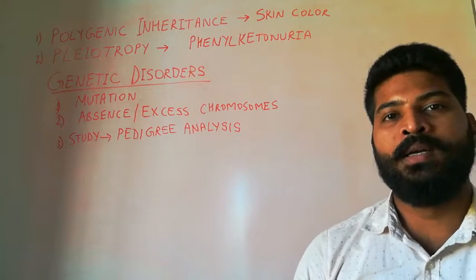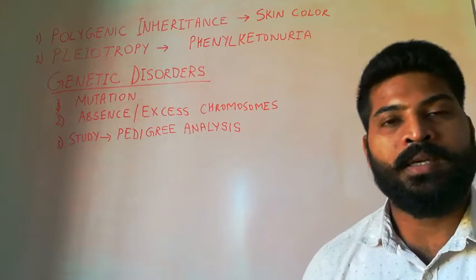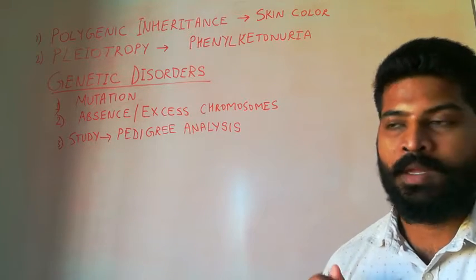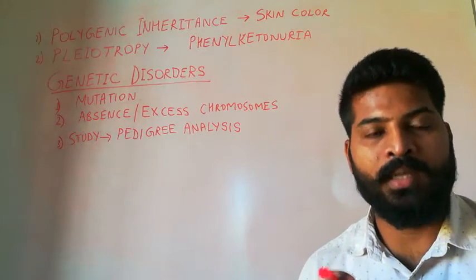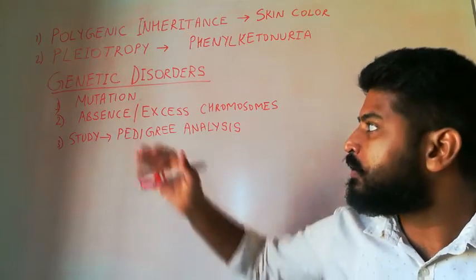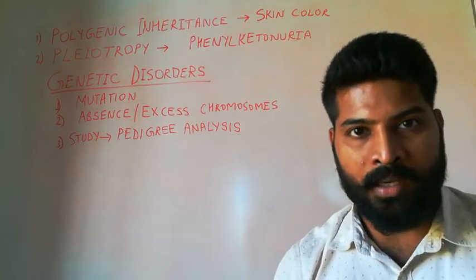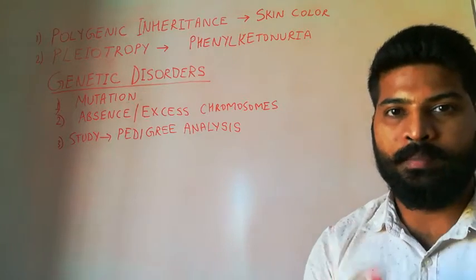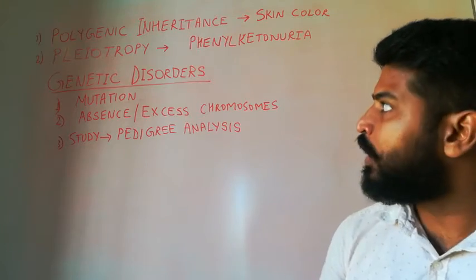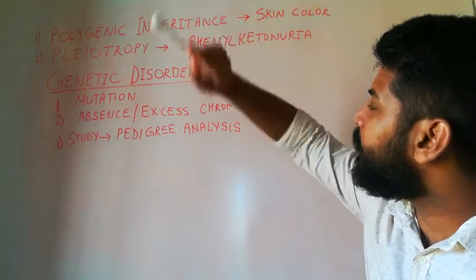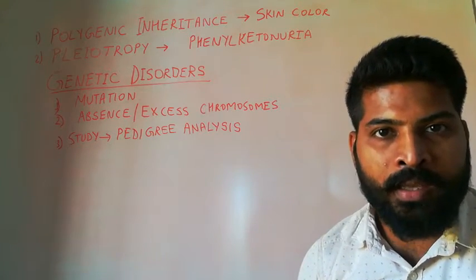Welcome back. In the previous session, we were discussing sex determination in different organisms. In this session, we'll be discussing the last topic in this chapter, that is genetic disorders. But before we start that, we have a couple of simple terms to understand. So let's start. The first term that we need to understand is what is called polygenic inheritance.